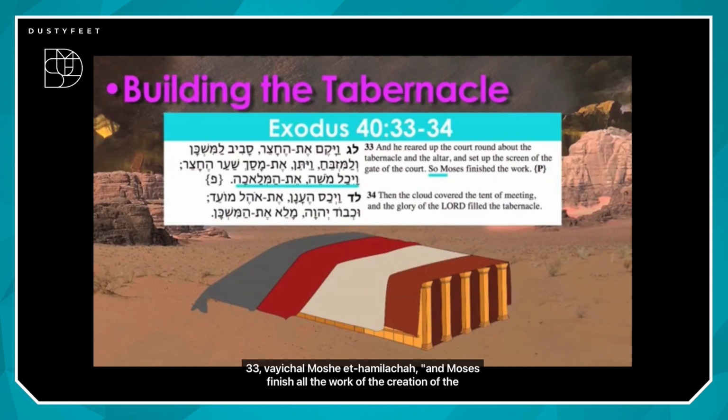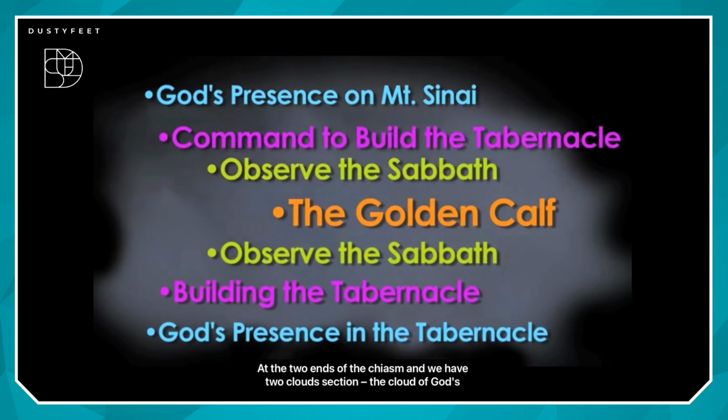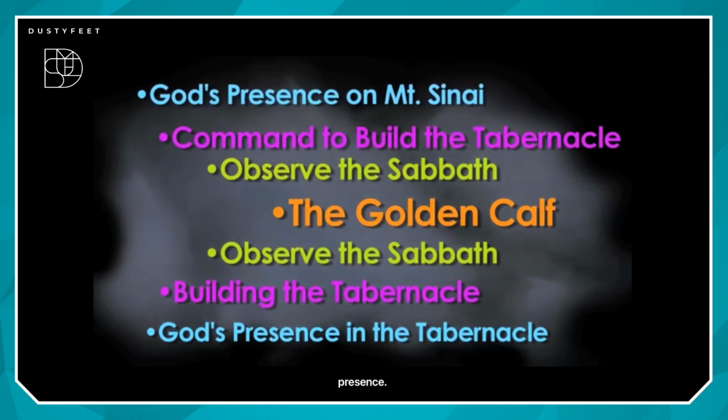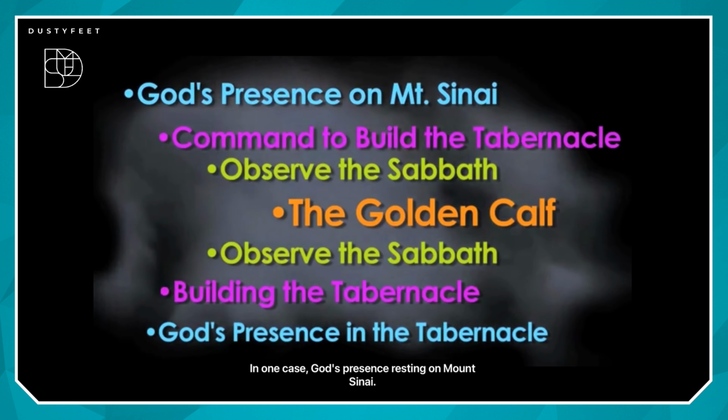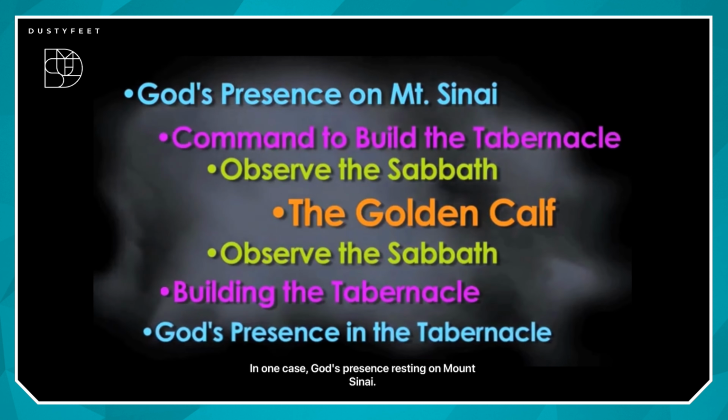Fascinating. At the two ends of this Chiasm, we have two cloud sections, the cloud of God's presence. In one case, God's presence resting on Mount Sinai. In the other case, God's presence resting inside the tabernacle. Now let's zoom in a little bit closer on these two end sections and see if in the details they correspond to each other. Let's go to the first section in chapter 24.